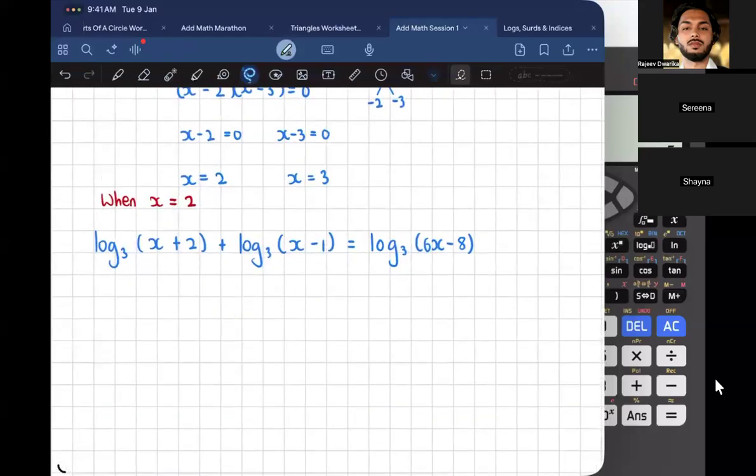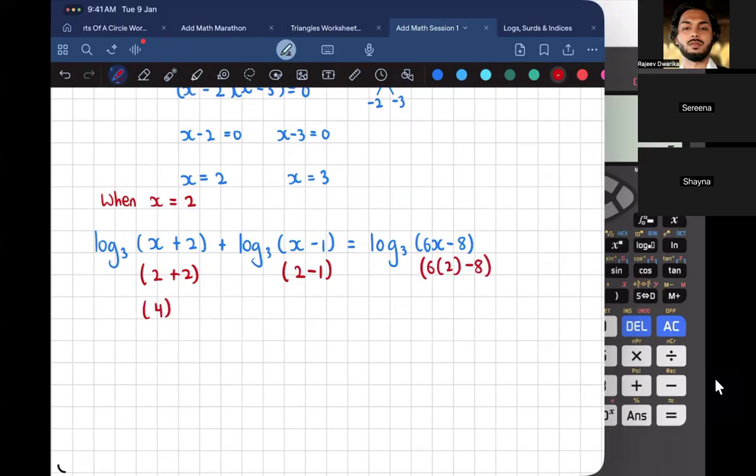So tell me, Serena, if x is 2, this bracket is going to turn to what? 2 plus 2. This bracket is going to turn to? 2 minus 1. And this bracket is going to turn to? 6 in brackets 2 minus 8. So we're going to end up with log base 3, 4. Is that valid? Yes or no? Yes. Then we're going to end up with plus log base 3, 2 minus 1 is 1. That's valid.